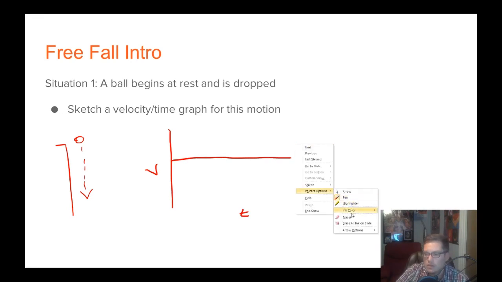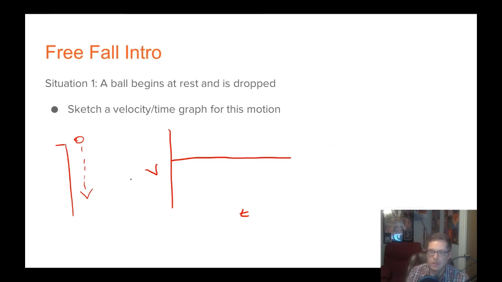Let's see, I think I can change color. What color should we use? How about blue? So our velocity began at 0, so at time 0 our velocity is 0. And we don't really have specifics on anything, so we're just going to guesstimate what happens.